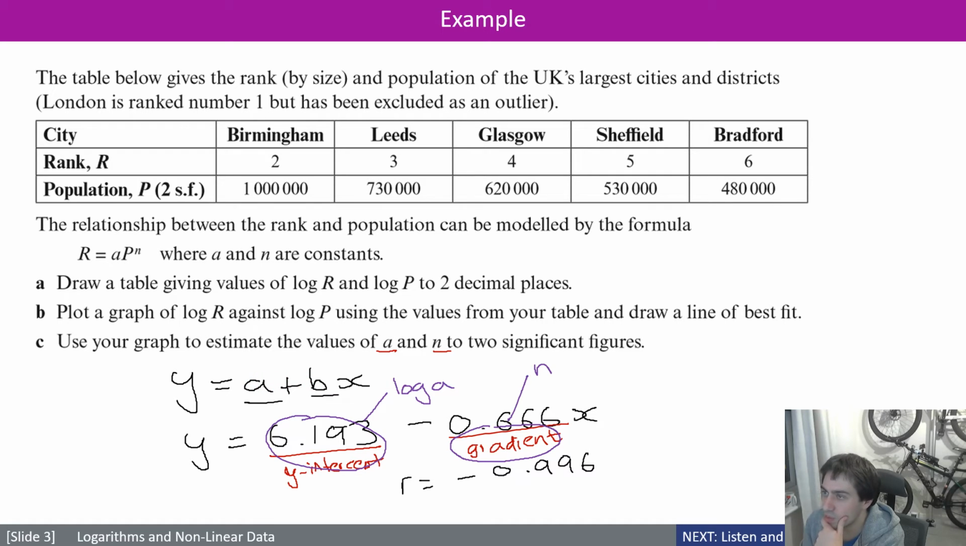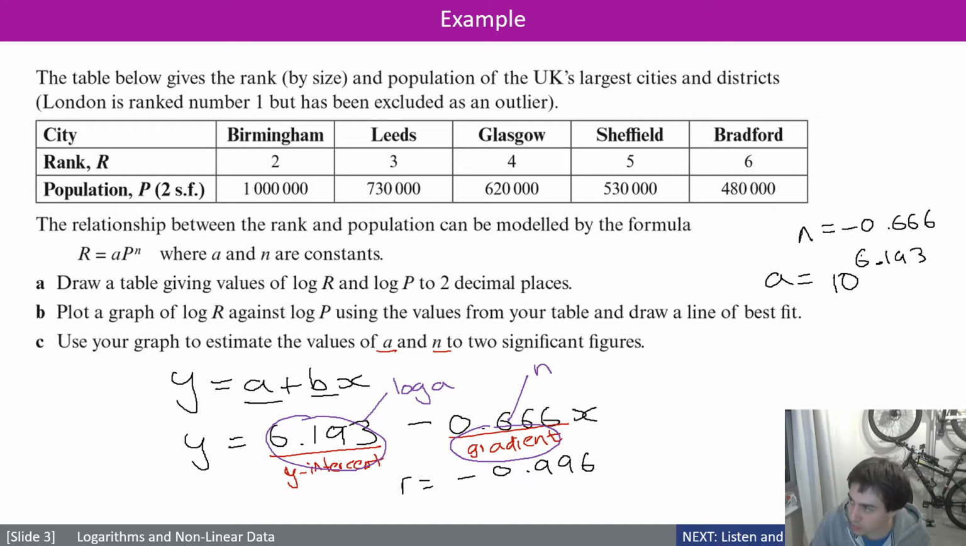So then we've basically got the following: n equals minus 0.666, that's done, and a is equal to 10 to the power of 6.193. So then I go to the calculator, I type in 10 to the power of 6.193, and I get about 1,560,000, about that, 1.56 million.